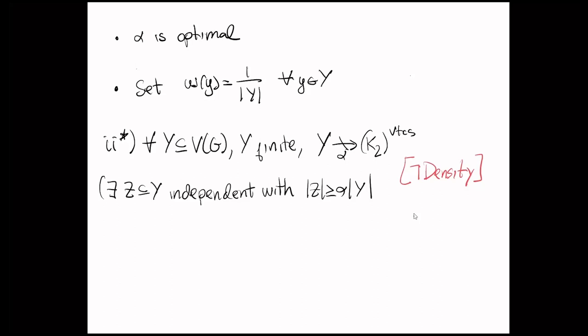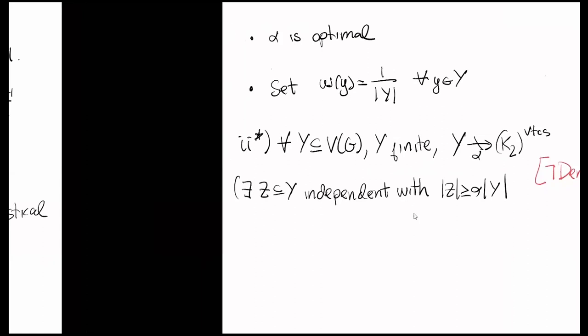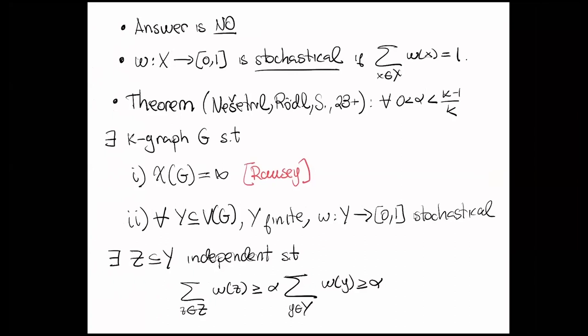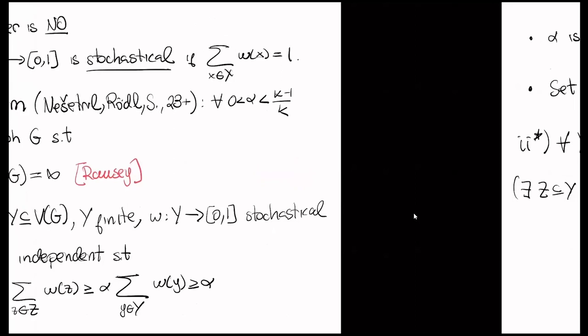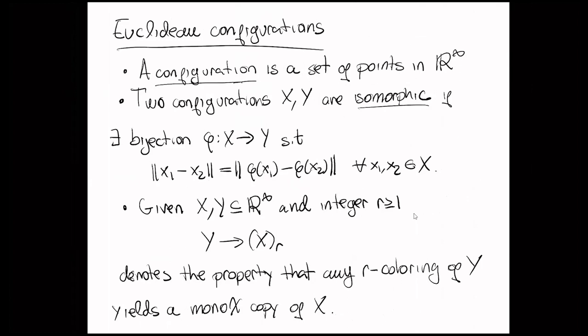Any questions? Can you go back to the last page real quick? I just want to read it again. Sure, no problem. What is, okay, K-graph, gotcha, okay. So, yeah, it's a K-graph. We are doing this for any uniformity. Any uniformity. Okay. Okay. So, yeah.